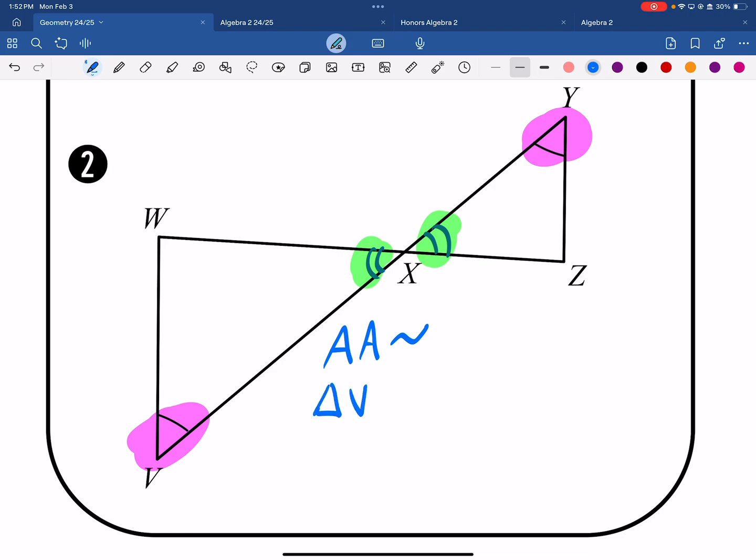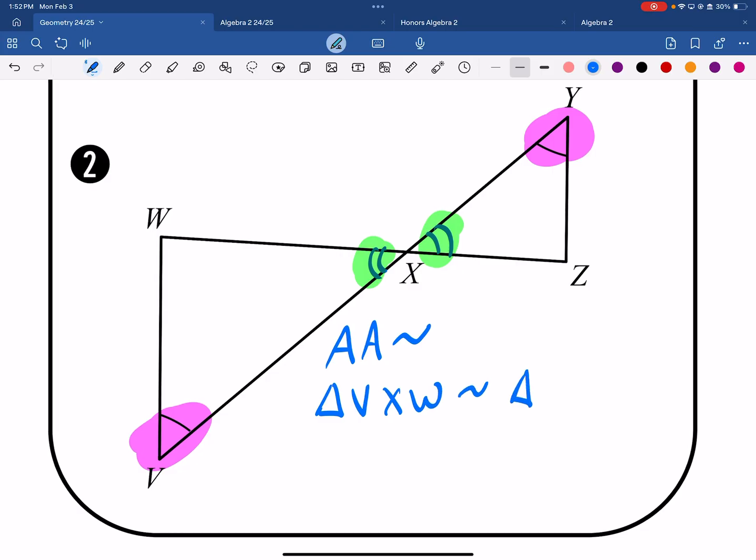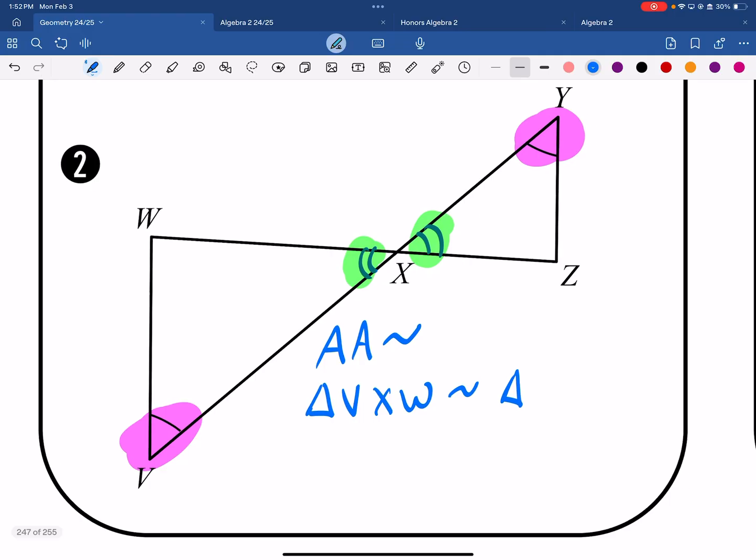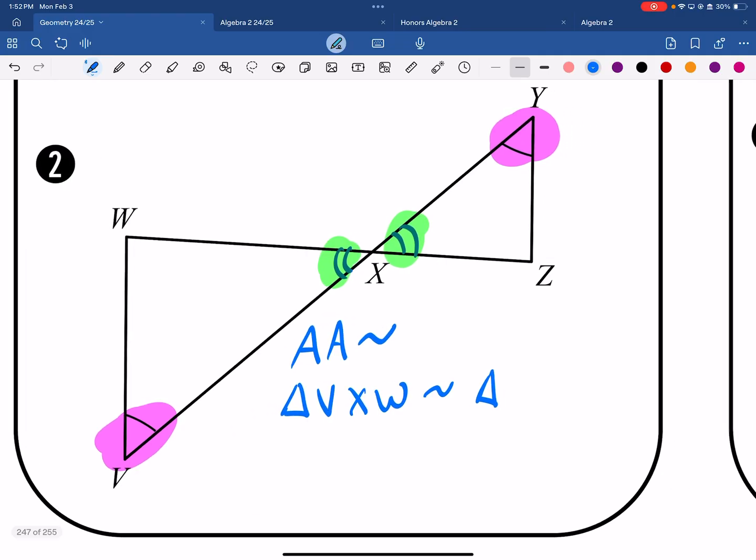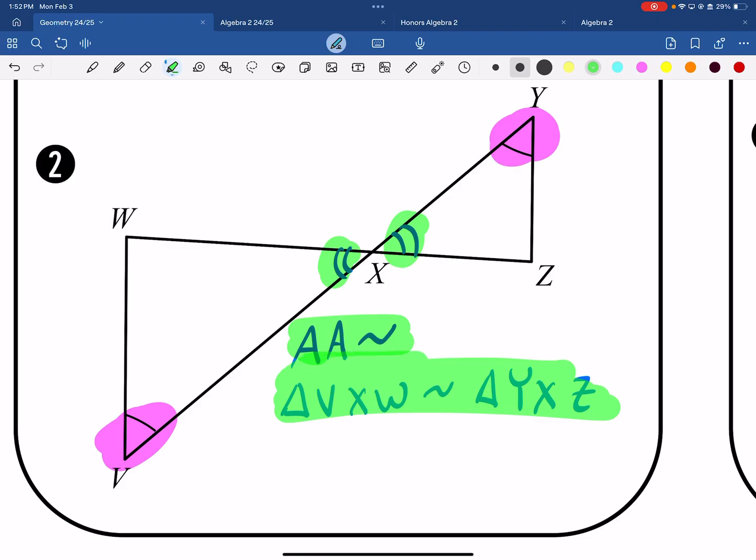I'm going to go triangle VXW is similar to triangle. Which one corresponds to V? Y. X corresponds to itself, and then Z is the only one we have left. So this is what we're going to be looking for in our assignment today as well. Are they similar to each other? If they're similar to each other, which one is it? In this case, we only know angle, and then being able to write the similarity statement as well. Okay, so that's angle. That's the first one.